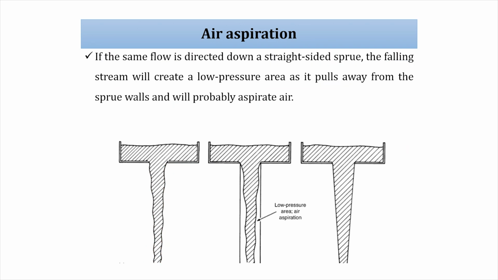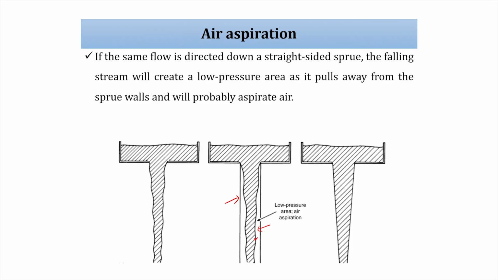If the same flow is directed down a straight side sprue like this, the falling stream will create a low pressure area. Here what will happen? The vacant place, the low pressure area, will pull away the sprue walls and air aspiration will probably occur. If there is low pressure area, it will attract gases from the baking of the mold or evaporating moisture, and those gases will react here and form oxide or some porous casting. That is a kind of defect.